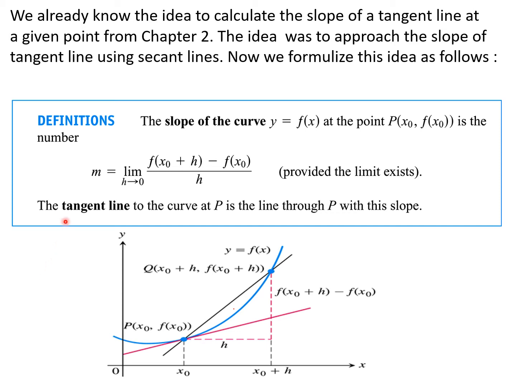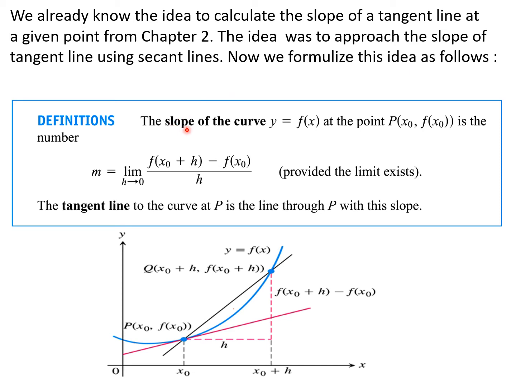We're going to go ahead and look at the slope of the curve. We already know the idea. We had an idea about how to calculate the slope of a tangent line at a given point from chapter 2. The idea was to approach the slope of the tangent line using the secant lines. Now we formalize this idea as follows.